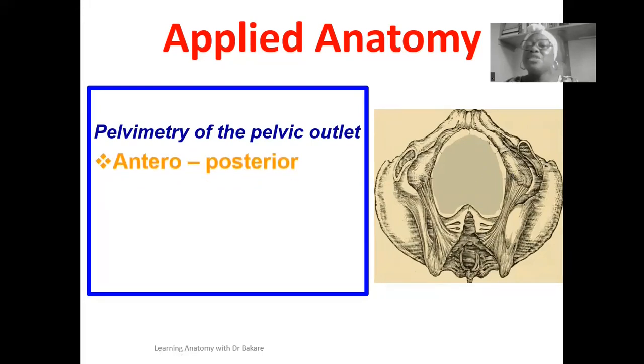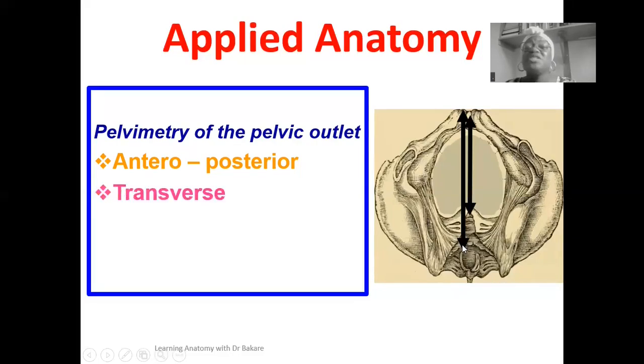So we have the anterior-posterior dimension, and this is what is arrowed here in black. And this is specifically measuring the distance between the inferior border of the pubic symphysis to the tip of the coccyx. We also have another form of anterior-posterior dimension that could also be measured. This is what is also represented here in black. And at this point, the distance between the inferior border of the pubic symphysis to the sacrum is measured.